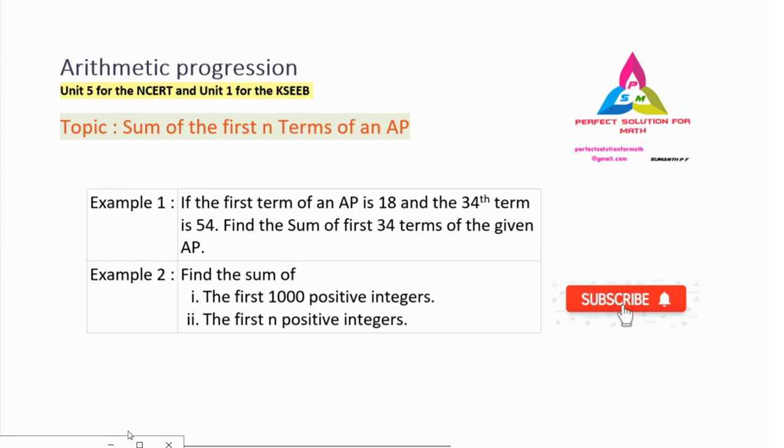Today we are going to learn Arithmetic Progression, Unit 5 for the NCERT and Unit 1 for the KSEB. Topic: Sum of the first n terms of an AP. In that we are going to learn two important examples today. Example 1: If the first term of an AP is 18 and the 34th term is 54, find the sum of first 34 terms of the given AP.